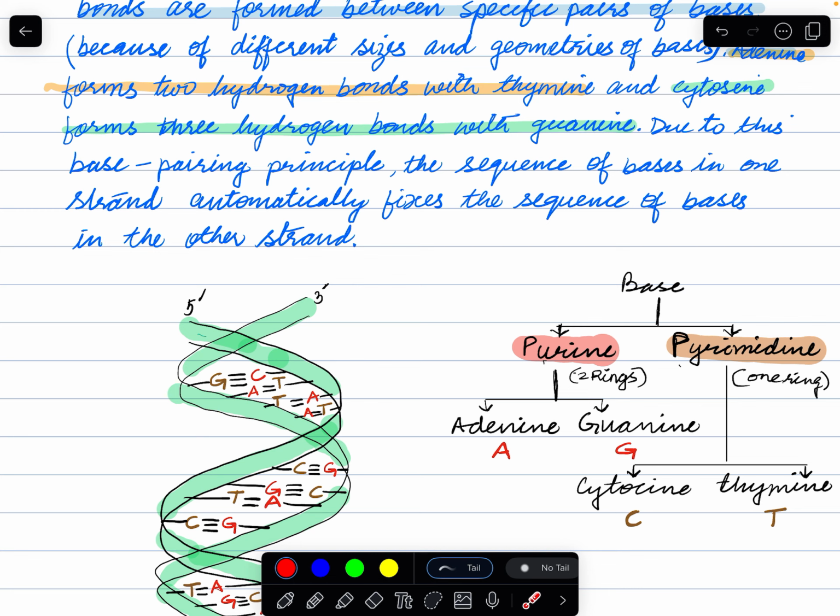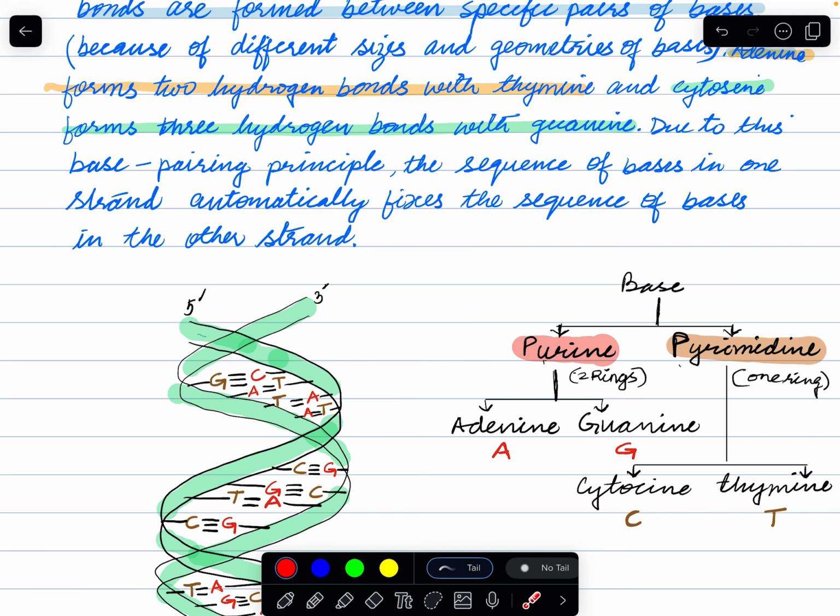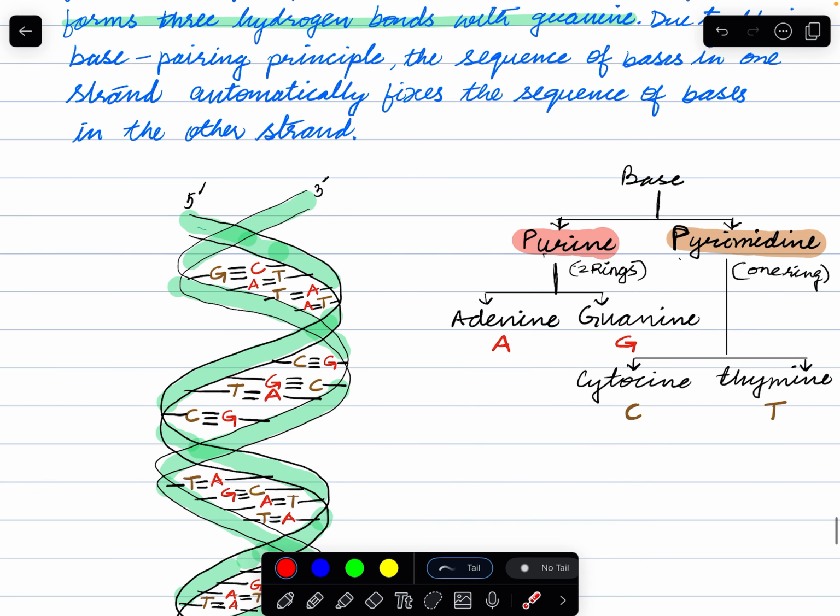And due to this base pairing principle, the sequence of bases in one strand automatically fixes the sequence of bases in the other strand. So it's very obvious when a restricted type of pairing is possible. So we have a set type of arrangement, and therefore the sequence in one strand is always detectable from the sequence of the complementary strand, or the two strands are complementary to each other.